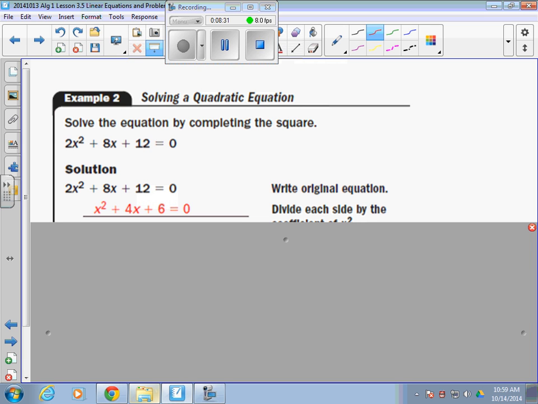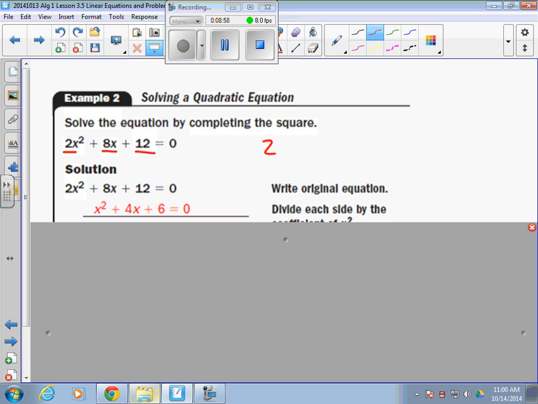Example number 2 is solving a quadratic equation. So you have to go one step further with this. First off, you can look at this example that says 2x squared plus 8x plus 12 equals 0, and you can notice that they all have the common term 2 in them. So when you divide the whole equation by 2, notice it says 0 on the other side. When you divide 0 by 2, you still get 0. You cancel out all of those 2's.